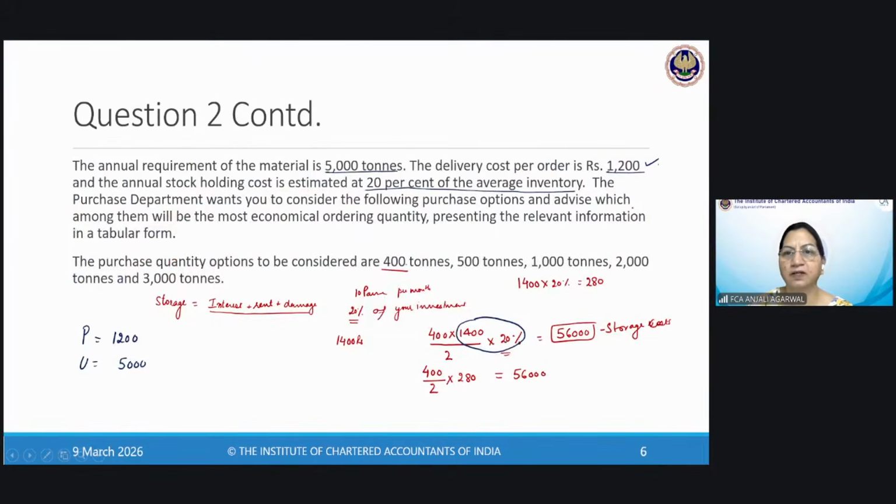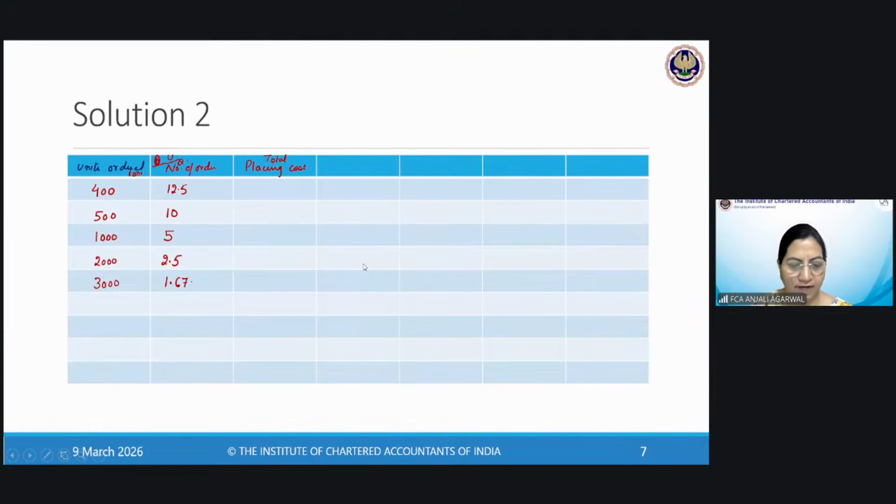Right? The delivery cost per order is 1200. So 12.5 into 1200, the placing cost would be 15,000, 12,000, 6,000, 3,000, and 2,000 for 1.67 into 1200. So you can see the placing cost coming down as the number of units ordered increases, or the number of orders decreases.